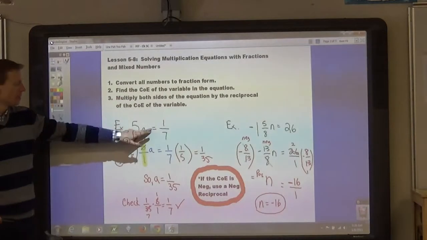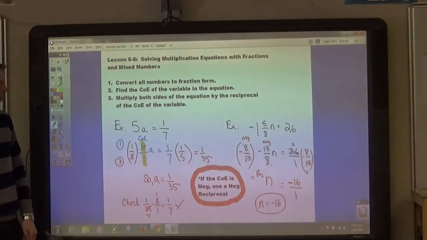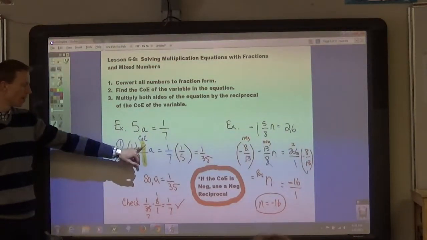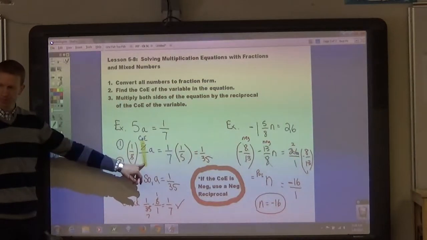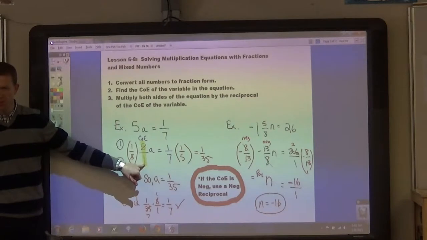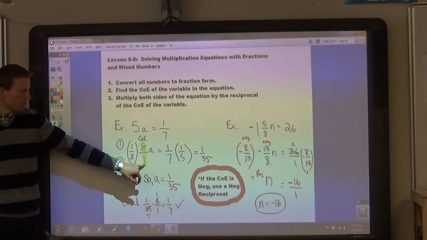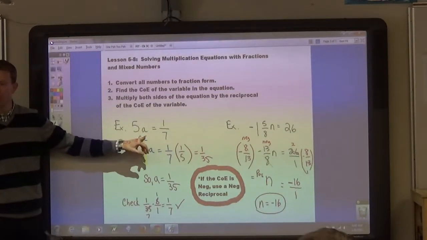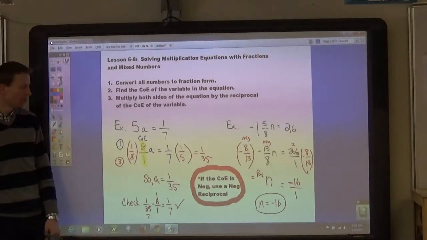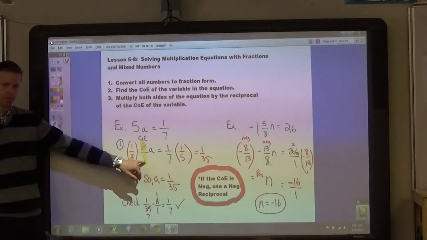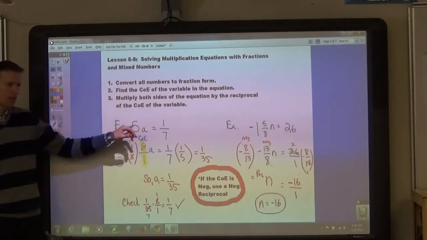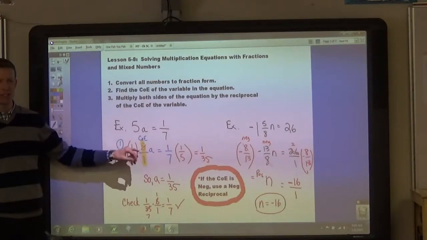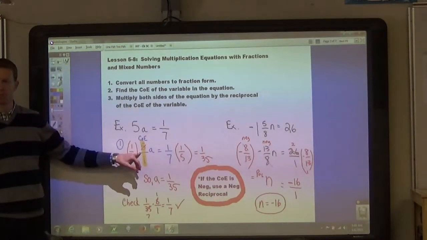5a equals 1/7. 5 is the coefficient. So we're going to write this as a fraction first. This is something new that we have not done yet. 5a, the whole number 5 can be written as a fraction as 5 over 1. 5 over 1, a. Does everybody see how these are equal? 5 and 5 over 1 are the same number, aren't they? It's just that 5 over 1 is written in the fraction form, right?